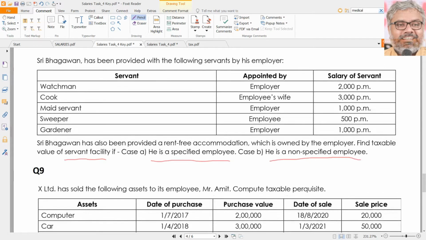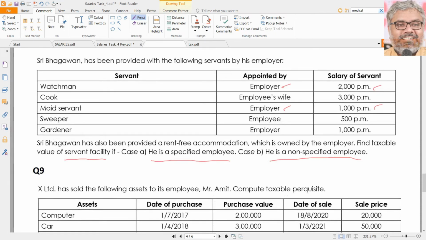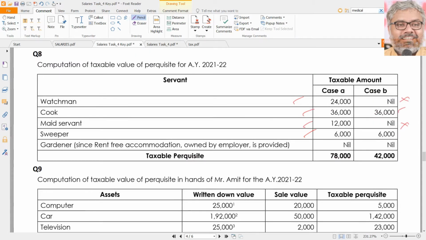Maid servant, appointed by employer once again. So when it is appointed by the employer, it is taxable only for a specified employee. So 12,000 is taxable for a specified employee. Nothing is taxable for a non-specified employee. Sweeper, appointed by the employee. So automatically taxable in all cases. That's a kind of reimbursement which is taxable in all cases. Obligation of employee met by employer. So 6,000 is taxable in both cases, whether the employee is specified or not.